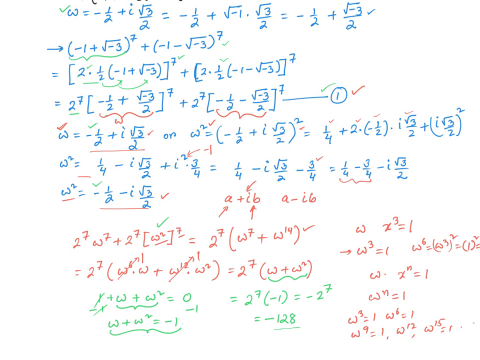I simplify omega to the power 7 plus omega to the power 14 to omega to the power 6 times omega plus omega to the power 12 times omega square, but omega to the power 6 is 1, omega to the power 12 is 1, so that comes down to omega plus omega square. But the sum of the roots of unity, in our case cube root of unity, is going to be equal to 0. From there we solve for omega plus omega square, which is -1, and I plug it in here to get -128. I hope that this discussion was helpful.